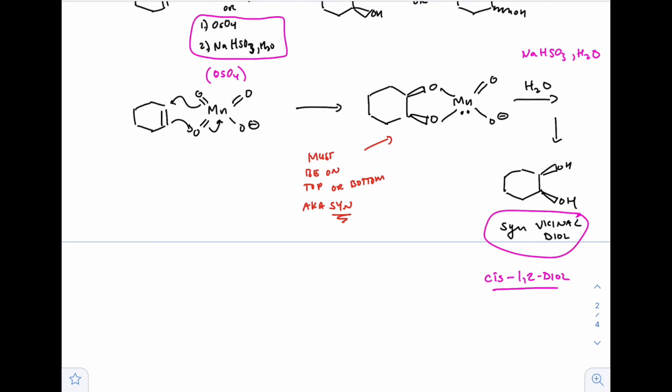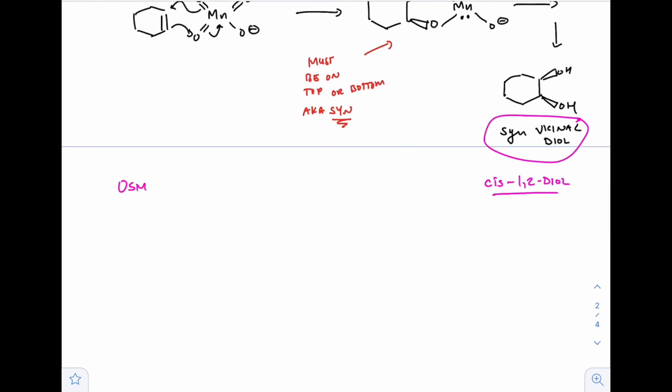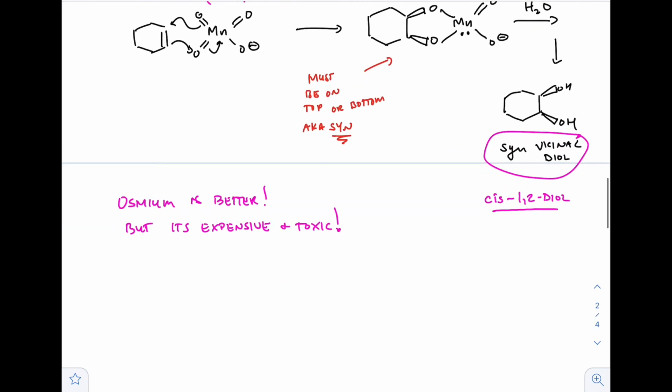So why do we have both options? The potassium permanganate works really well. It does need to be in basic conditions, otherwise it'll continue to oxidize your products. Osmium is actually better; it's more selective, but it's expensive and it's toxic. So we don't like toxicity, right?